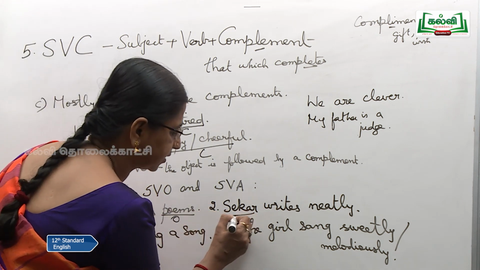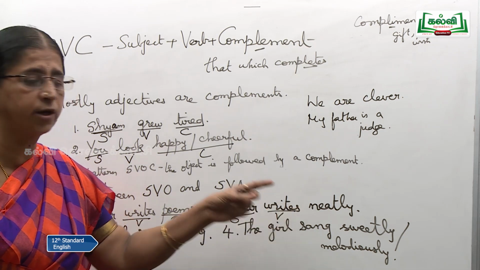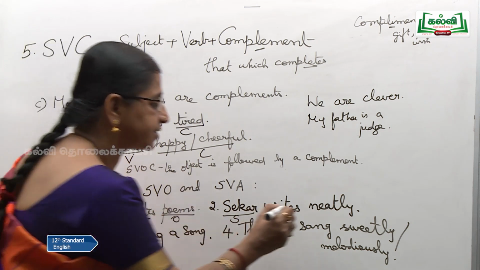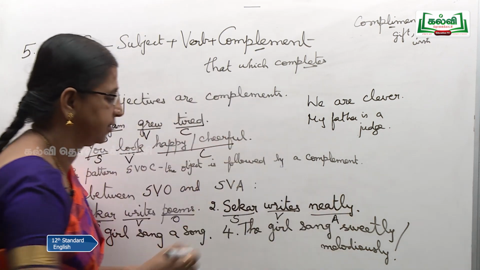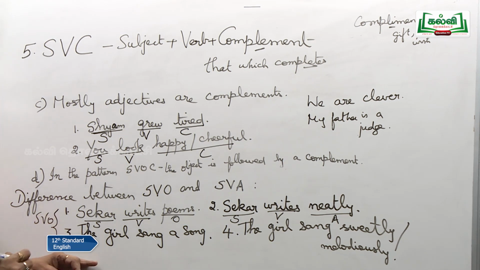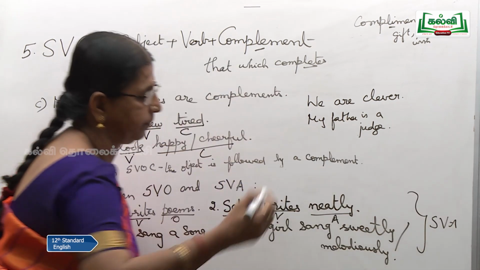Now Shaker, subject, writes, verb. How does he write? Here if you put the word what, you will not get the answer. How does Shaker write? Shaker writes neatly, adjunct. So this is of the pattern SVO. Both these sentences, these two sentences, are of the pattern SVA.